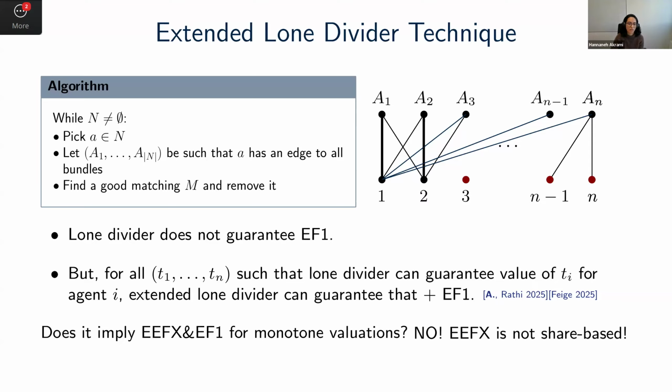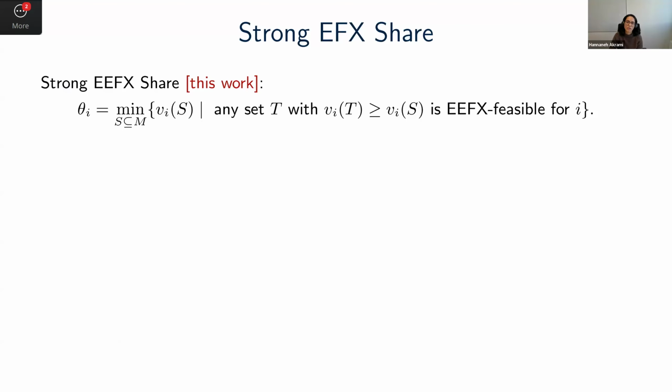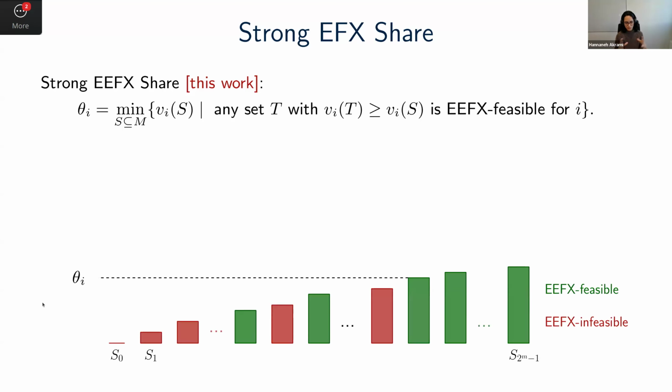Okay, but we still use this technique, and the way that we use it is we define a share-based notion that would imply epistemic EFX, and then prove that lone divider works for that share-based notion. The share-based notion that we define is called strong EEFX share, which, in order to see what it means, let's have a visualization.